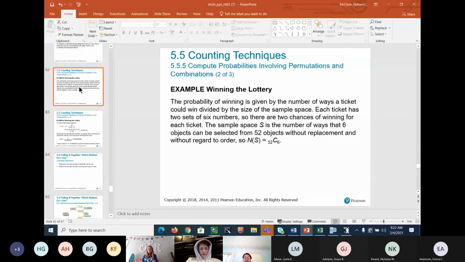We got 3 minutes. Go ahead and write this one down. You don't have to write down everything. Just write down each ticket has 2 sets of 6 numbers, so there are 2 chances of winning. Okay, and you got 52 numbers to choose from. So your 52 combination of 6. That's what it is right there. I'll give you a second to write that one down.